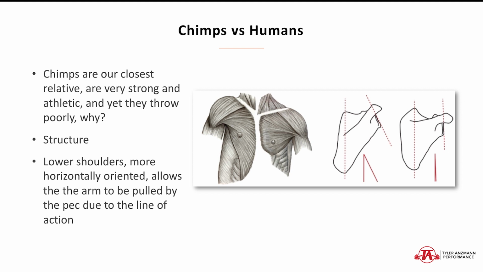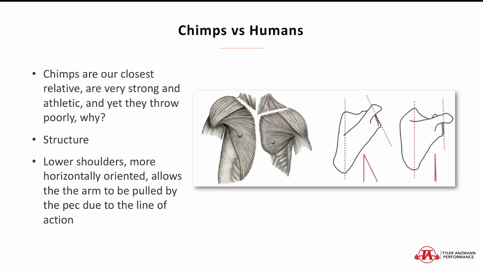We can see over here the chimp shoulder complex structure, and over here the human shoulder complex structure. Chimp scapula, human scapula. What you'll see is that humans are much more horizontally oriented. This structure works better with the line of pull for the pec and some of these other fibers that are the main accelerators for the arm during throwing. And so the lower shoulders, more horizontal orientation, allows the arm to be pulled through by the pec more effectively.